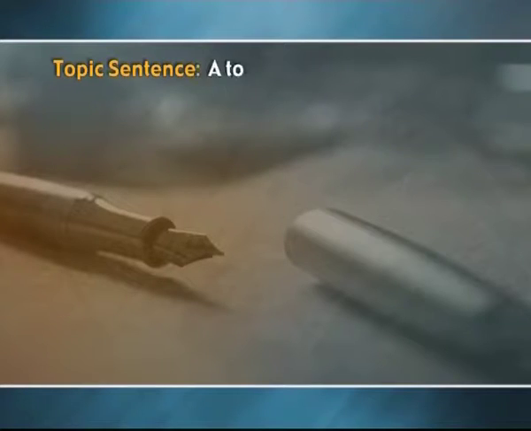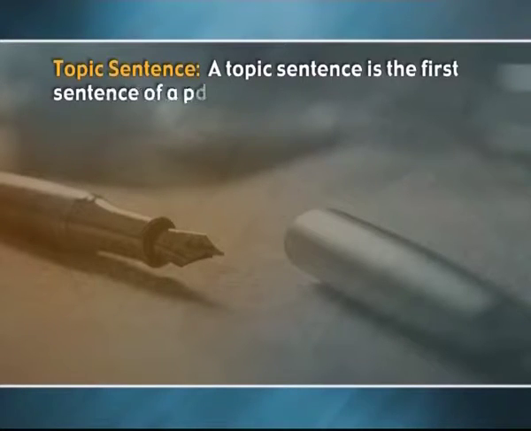Like an essay, a paragraph also has a proper beginning, middle and end. The beginning is known as a topic sentence. The middle refers to supporting sentences and the end is a conclusion or final sentence. Topic sentence. A topic sentence is the first sentence of a paragraph.